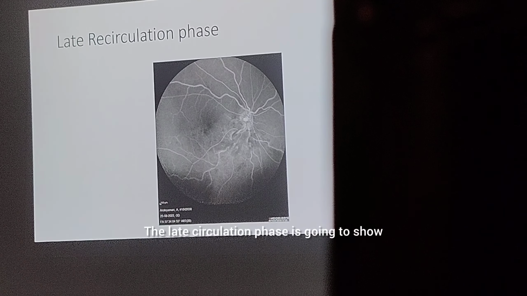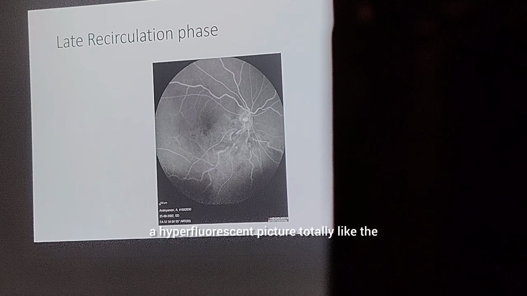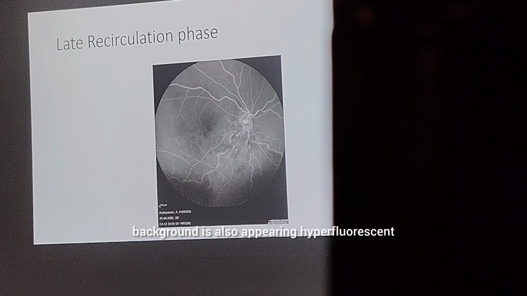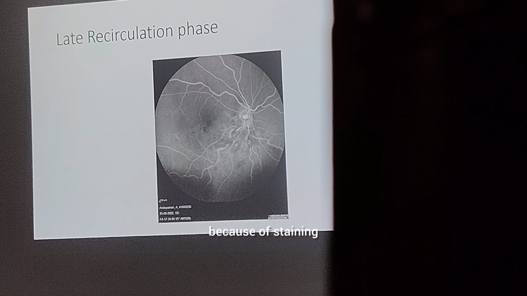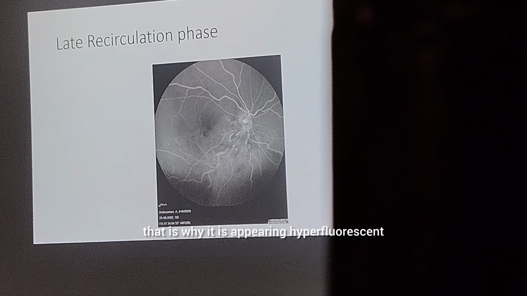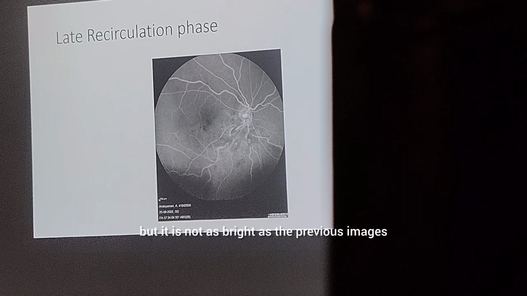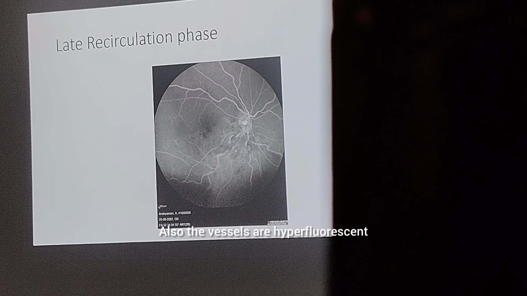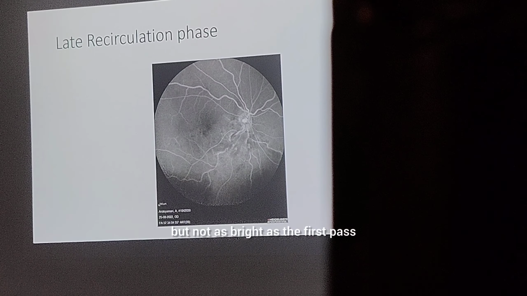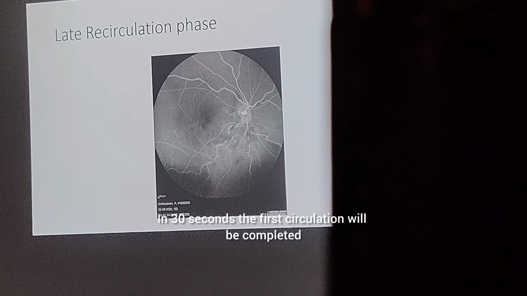The late circulation phase is going to show a totally hyperfluorescent picture. The background is also appearing hyperfluorescent because of staining. The Bruch's membrane tends to get stained here, that is why it is appearing hyperfluorescent, but it is not as bright as the previous images. Also the vessels are hyperfluorescent but not as bright as the first pass. After 30 seconds, the first circulation will be completed.